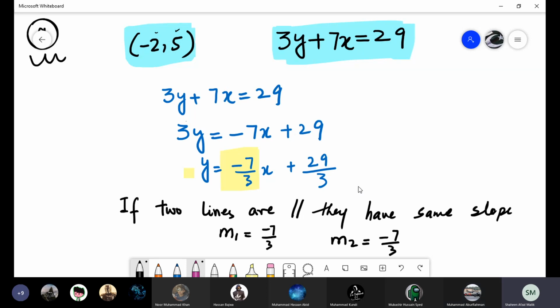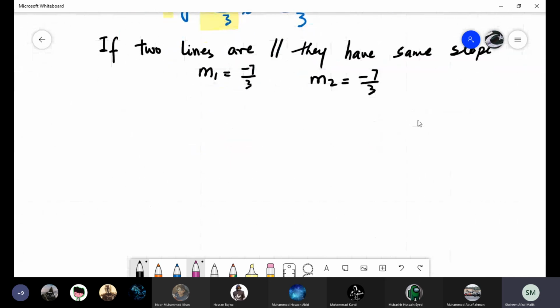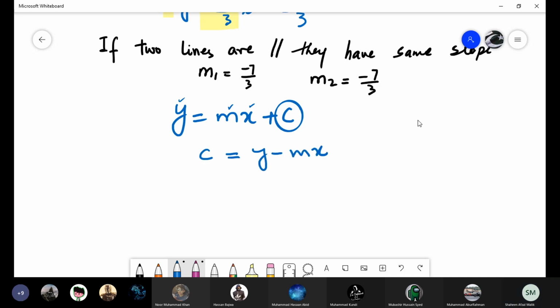Now we have a slope, we have a point. So what other thing do we need to find the equation of the line? You people have done this in the last exercise. That equation is y is equal to mx plus c. We have m, x and y, but we don't have the value of c. So how will you find c? c is equal to y minus mx. Okay, so substitute the values here.